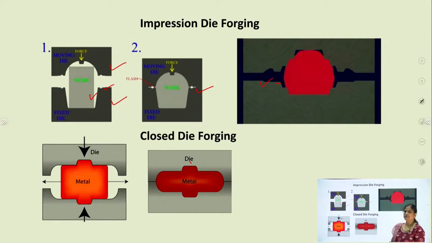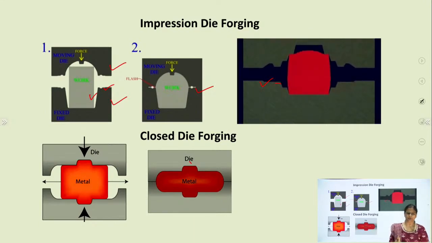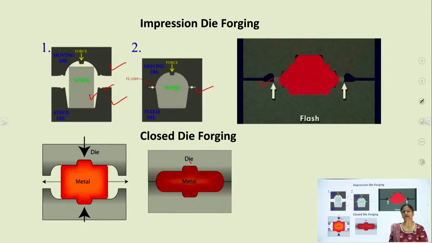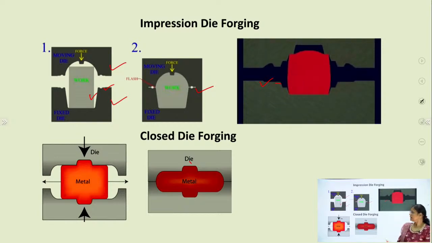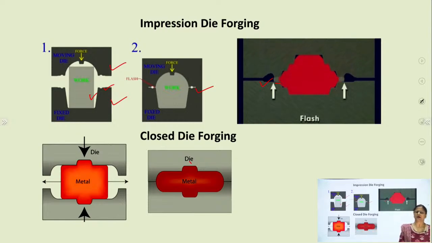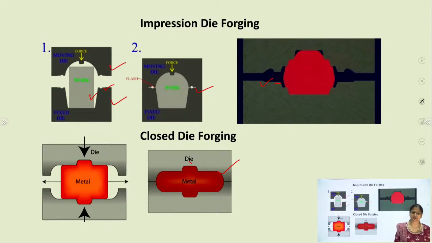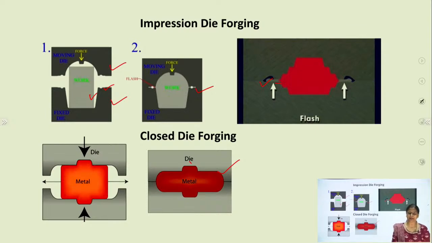Whereas in closed die forging there is also a cavity in the two die halves, but there is only a primary cavity, no secondary cavity is provided. So the requirement is to use the exact volume of material. The exact volume of material is placed between the two die halves, then the pressure is applied and the forging is done. So this is closed die forging in which no secondary cavity is provided, and the exact amount of material is placed between the die halves.